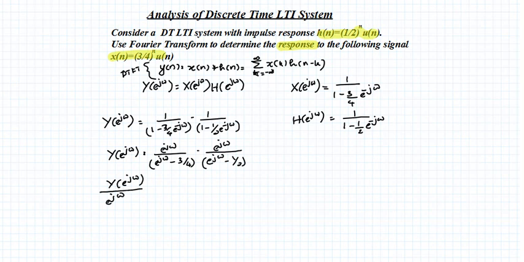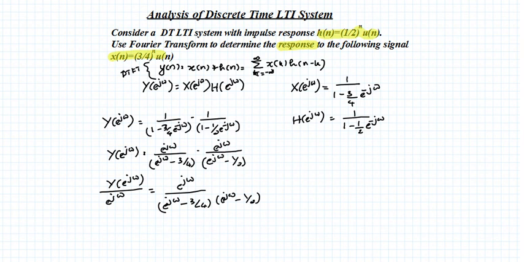When you do the second order equation, or in order to find the inverse of the signal, I always write it in this form: the transform divided by e raised to j omega. So what remains is e raised to j omega divided by (e raised to j omega minus 3 by 4) into (e raised to j omega minus 1 by 2).